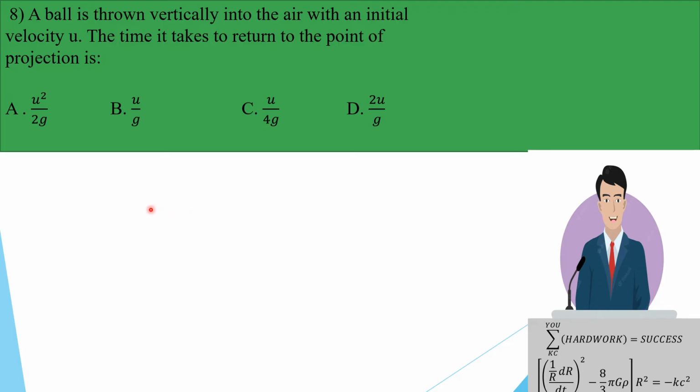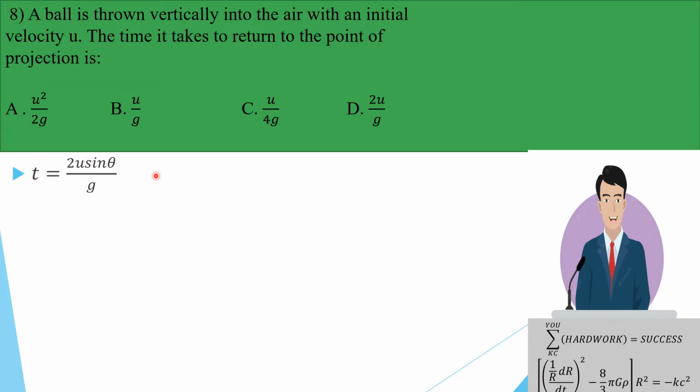Question 8 says, a ball is thrown vertically into air with an initial velocity u. The time it takes to return to the point of projection is basically the time of flight, because if you project something vertically, it gets back to that same point where you projected it. You can basically use the equations of projectiles to get that.